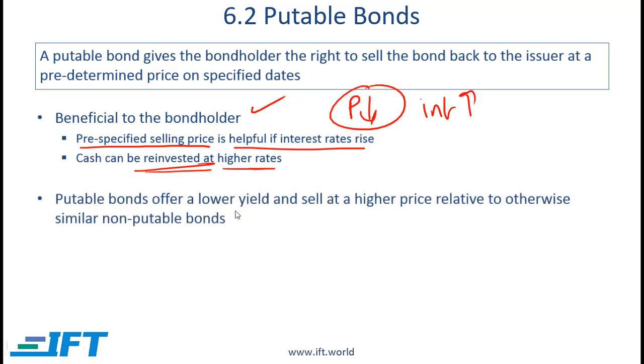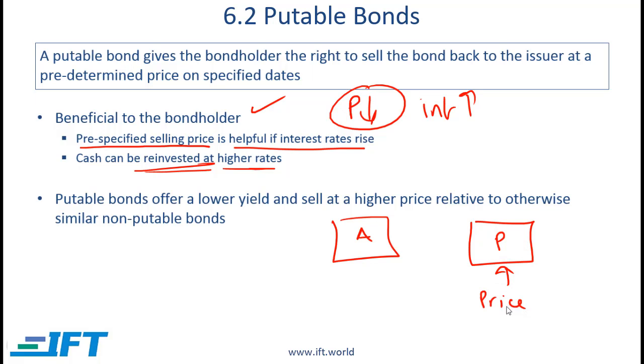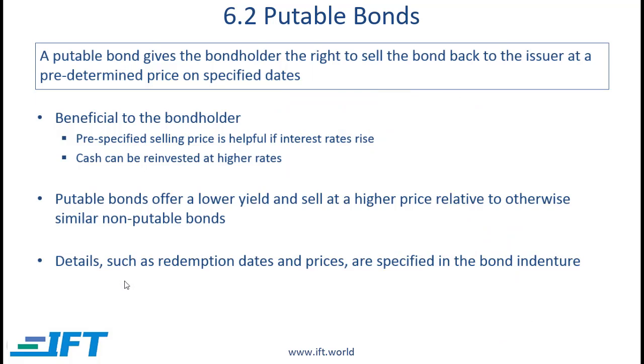Puttable bonds offer a lower yield and sell at a higher price relative to otherwise similar non-puttable bonds. And again, this makes sense. If you have bond A, which is a straight bond, no embedded options, and bond P, which is a puttable bond, obviously investors feel safer buying a puttable bond. Since investors like this put option, they are willing to pay a higher price, which means that they are willing to accept a lower yield. Details related to the put option, such as the redemption dates and prices, are specified in the bond indenture.